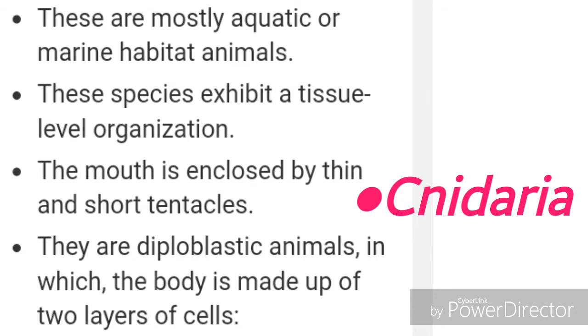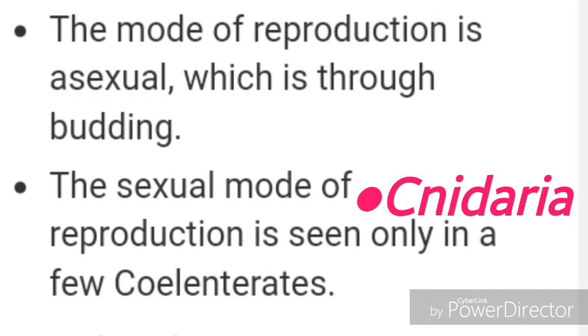Coelenterates are mostly aquatic or marine habitat animals. These species exhibit a tissue level of organization. The mouth is enclosed by thin and short tentacles. Coelenterates are diploblastic animals in which the body is made up of 2 layers of cells. Cnidarians or coelenterates reproduce asexually through budding. Students, I hope you all remember budding in Hydra, which you have learnt in 8th standard.